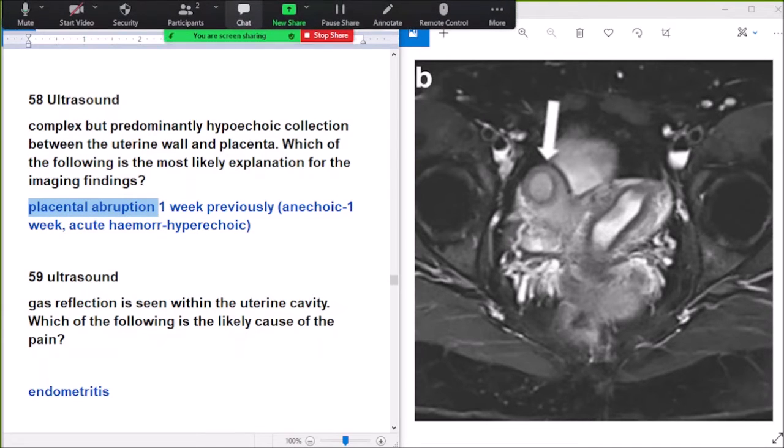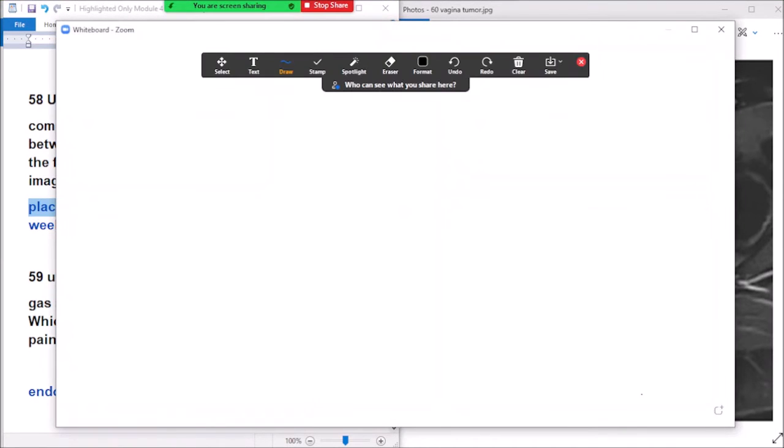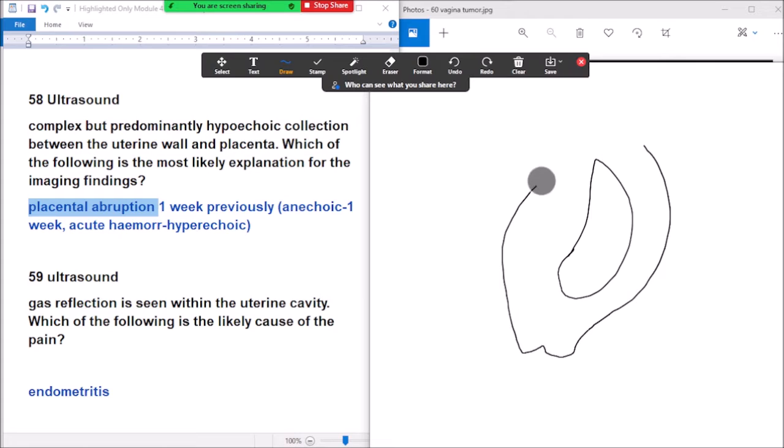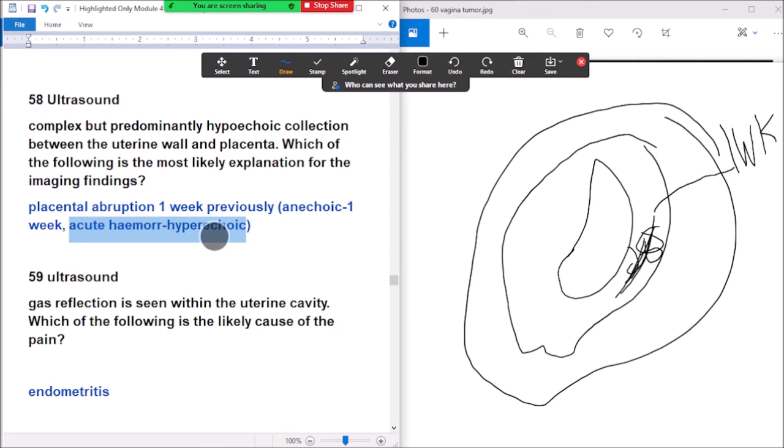Hypoechoic collection between, when this is the placenta and this is the uterine wall. So when there's a hypoechoic collection between placenta and uterine wall, it is one week old, and a fresh bleeding will be hyperechoic. Hyperechoic will be acute fresh bleeding, but anechoic bleeding will be from one week previous placental abruption.